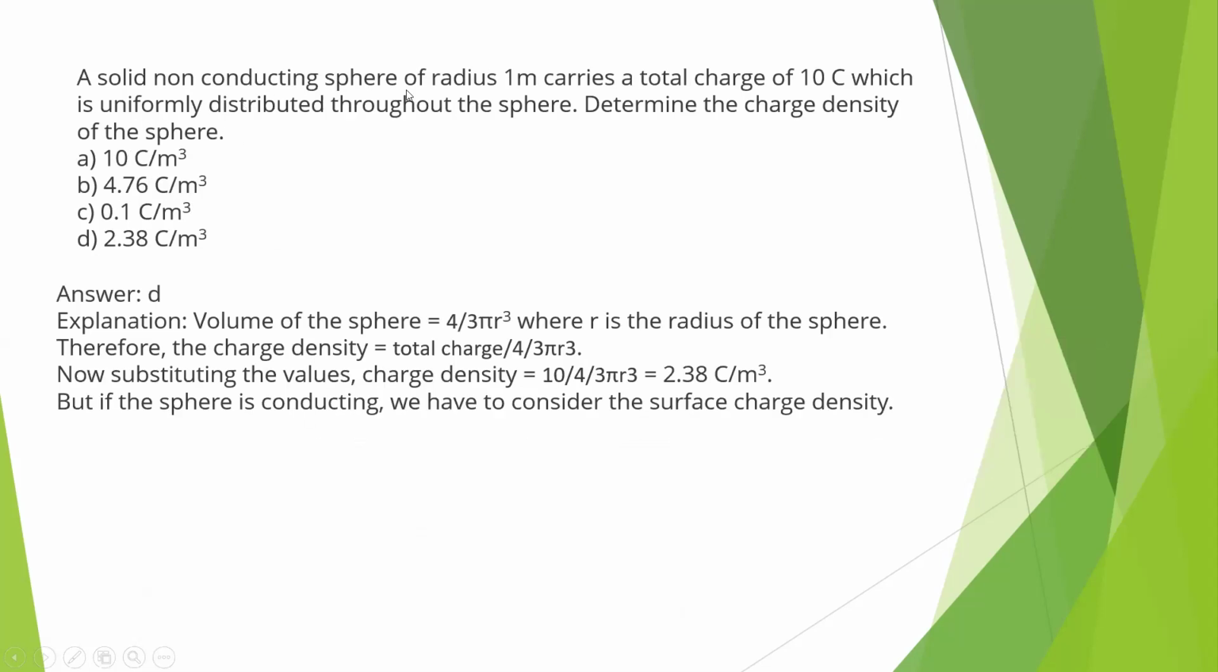Next one is a solid non-conducting sphere of radius 1 meter carrying a total charge of 10 coulombs. A solid non-conducting sphere is one key point here. Radius is 1 meter, total charge is 10 coulombs. This is also a direct question. The volume of a sphere is 4 by 3 pi r cube, and r is 1 meter. The charge density is the total charge divided by this volume. Substitute all the values, 1 meter radius and charge of 10 coulomb, and you will get 2.38 coulomb per meter cube.